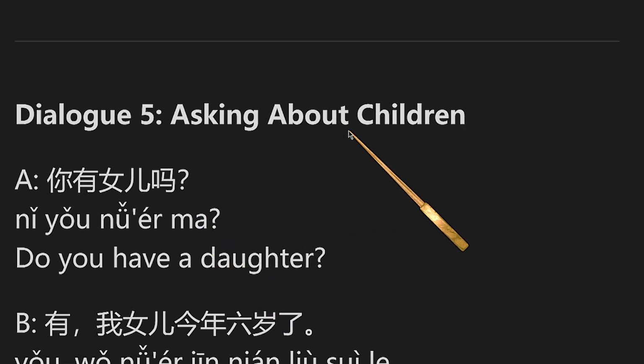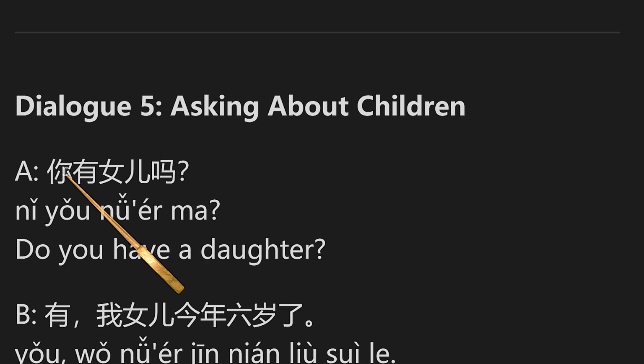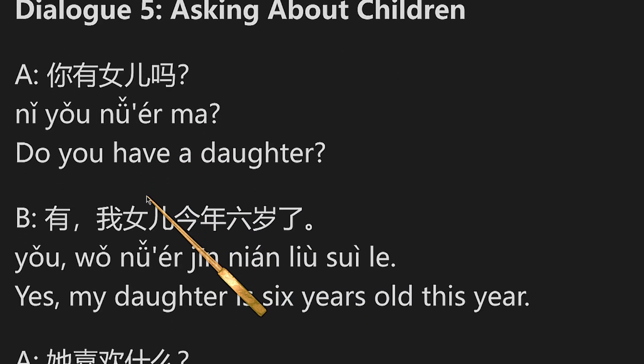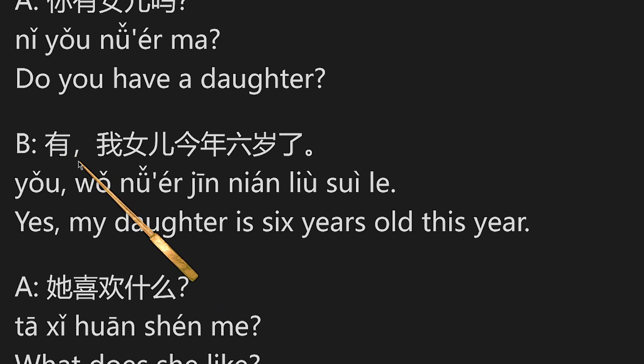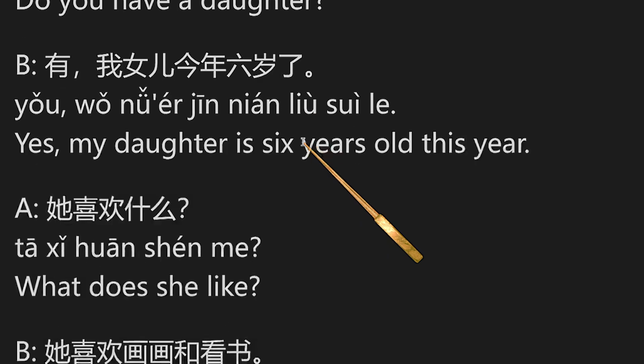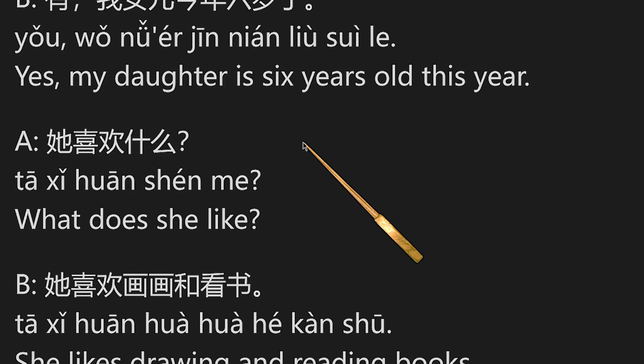Asking about children. Do you have a daughter? 你有女儿吗？女儿, daughter. Yes, my daughter is 6 years old this year. 有，我女儿今年6岁了。6岁, 6 years old. So 我女儿今年6岁了。6, like a shotgun, you know, 6.